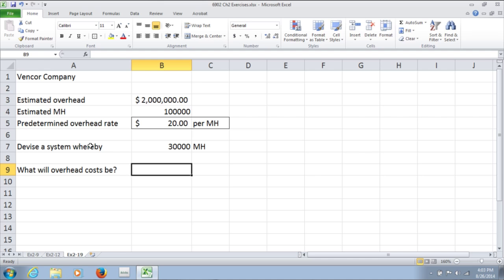Well, one of the issues in following GAAP and taking a predetermined overhead rate is that it treats all of the overhead costs as if they were behaving the same way. So if we reduced machine hours by 30,000 and overhead were truly $20 per machine hour, then we would have a reduction. So according to GAAP, we would have a reduction of $20 per machine hour multiplied by 30,000, or a $600,000 savings.